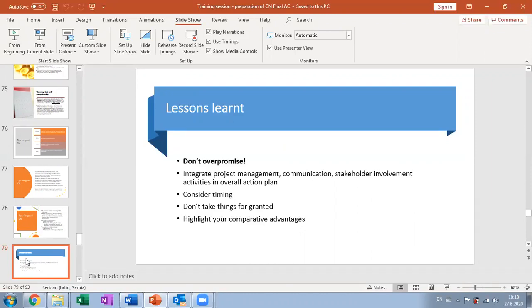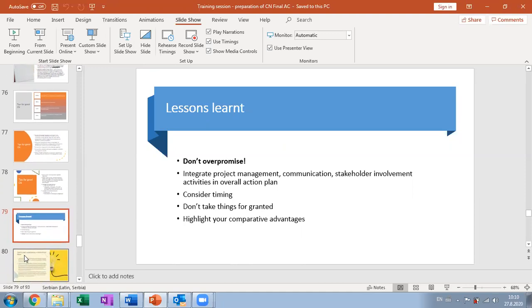There are some cross-cutting activities that are sometimes forgotten when these concept notes are developed: project management, communication, stakeholder involvement. I did mention this yesterday, but I would just like to highlight again that you will need these activities regardless of what the subject of your project is, so plan for them.